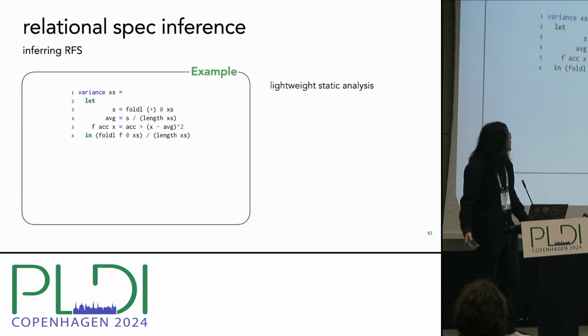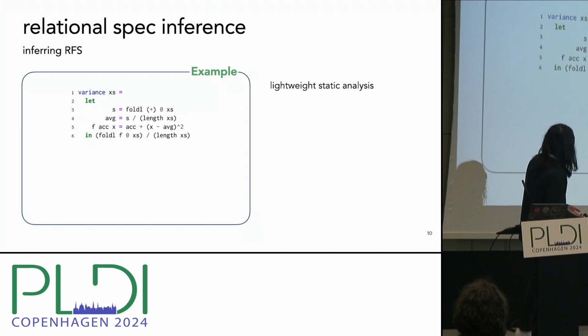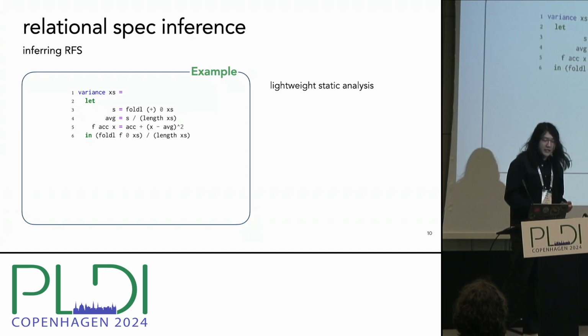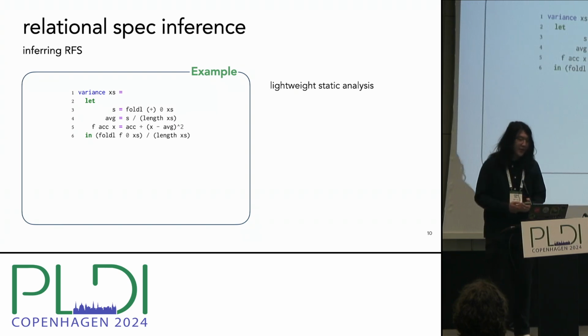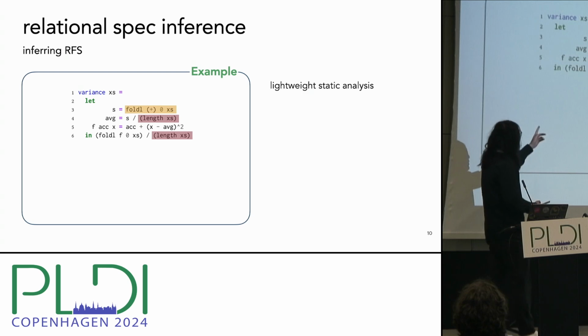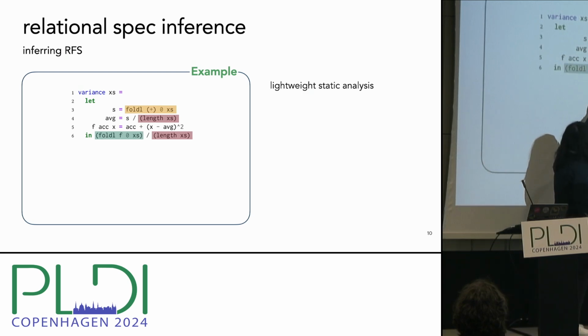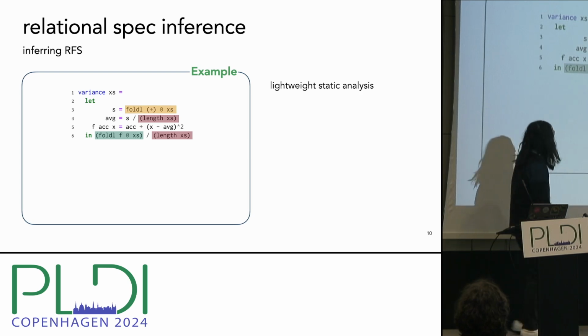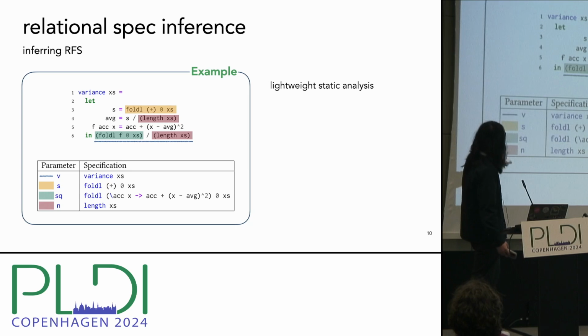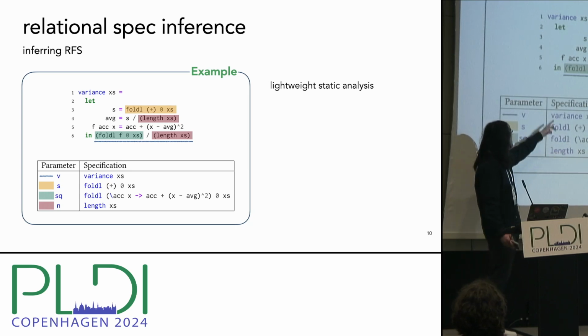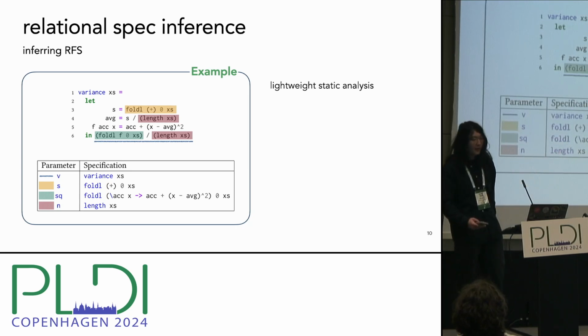How do we infer the relational function signature? We use a lightweight static analysis to figure out all the offline expressions in the variance program. Offline expressions are expressions that involve the list input as one of their arguments. And then we will figure out each parameter with its specification precisely highlighted in the program.